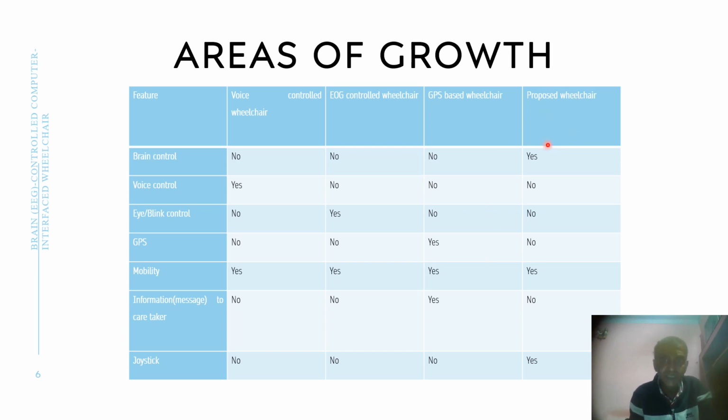In the proposed wheelchair, EEG based, brain signal control based, brain control is there, voice control is not there, eye or blink control is not there, GPS is not there, and information to caretaker is not there, joystick is there.